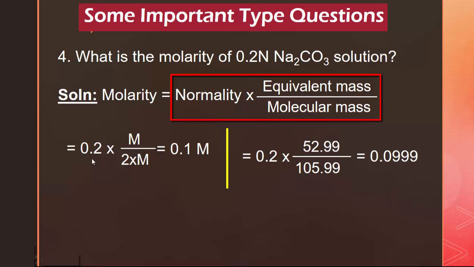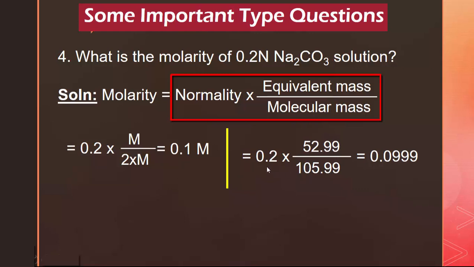Normality is 0.2 into equivalent mass, let us keep it as m, and molecular mass here is, because it is Na2CO3, one carbonate ion and 2 sodium ions it is going to give. So definitely it is going to produce 2 sodium ions and 1 carbonate ion, so that makes it 2 into m. On solving you are going to get the answer as 0.1.